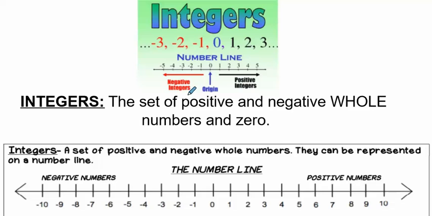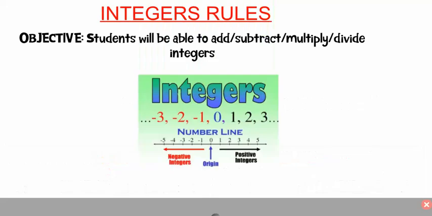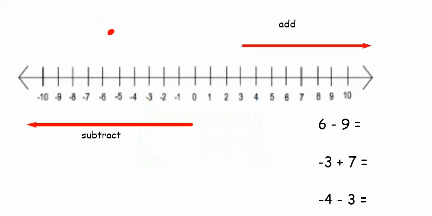So remember, you can represent these on a number line. The further you go to the right are all of your positive numbers, and to the left of 0 are your negative numbers. Okay. So let's just look at adding and subtracting, first of all. So if we're using a number line, remember, when you go to the right, you are adding. When you go to the left, you are subtracting.